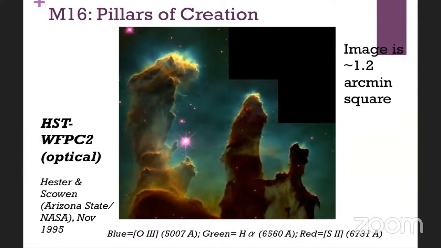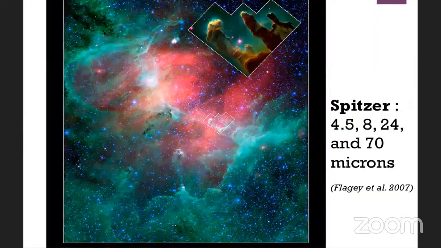This is called the Pillars of Creation. It is the talons in the Eagle Nebula. What's going on is you have a bright group of stars up here that are pushing around the gas and dust, and there's baby stars that are being formed in some of these pillars. This entire image is 1.2 arc minutes on a side.